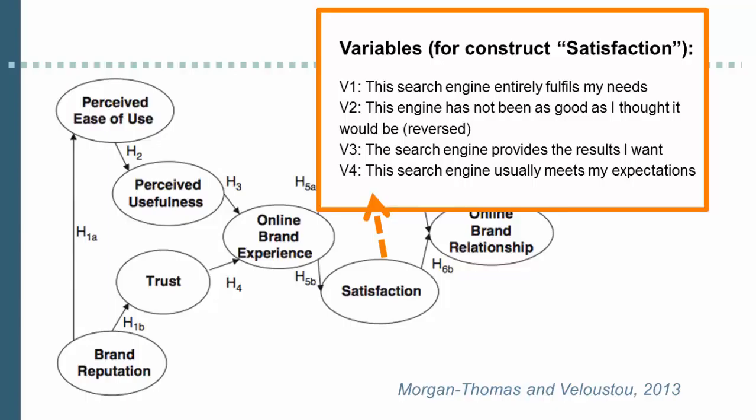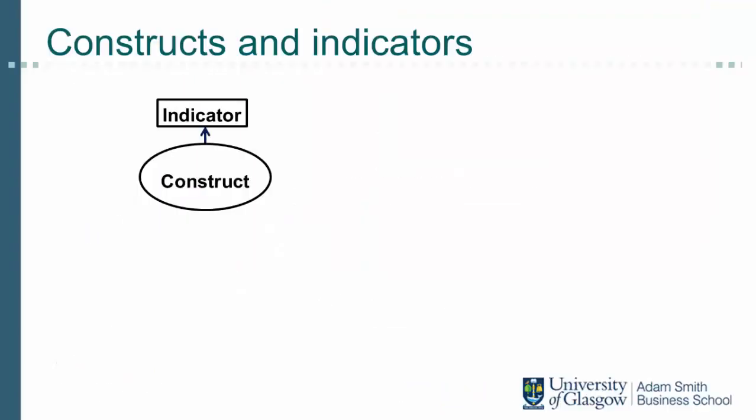In this case, satisfaction was measured with 4 variables, marked here as V1 to V4, and each of those variables was a Likert type statement where we asked respondents to rate the statement from 1 to 5, strongly disagree, strongly agree. Sometimes a concept may be represented by just one variable, or to use measurement terminology, one indicator. For example, firm performance may be captured by the volume of sales, or innovation may be captured by the number of patents a firm may hold.